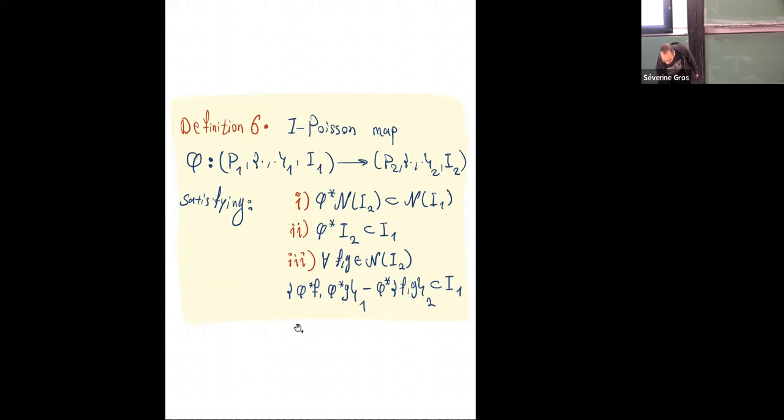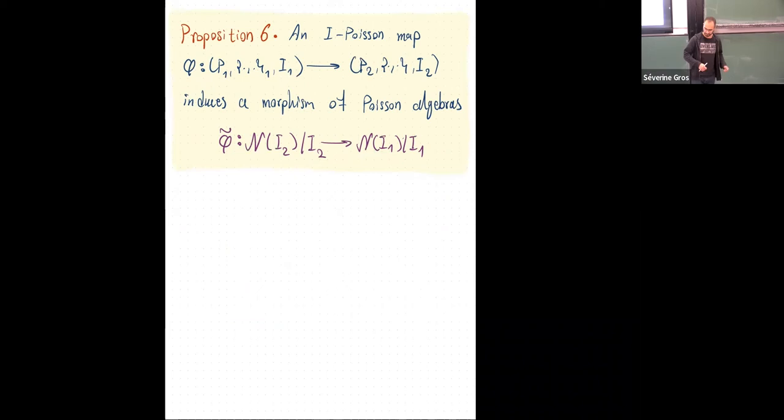And I think this can be a good definition for two reasons. First of all, if we set I1 and I2 both to be zero, we obtain Poisson maps. And second is the following proposition, that such an I-Poisson map induces a morphism from the Poisson reduction of the second one to the Poisson reduction of the first one. And one can check that this condition is a natural condition. Then the next two conditions are the minimal conditions to have this proposition, this property.